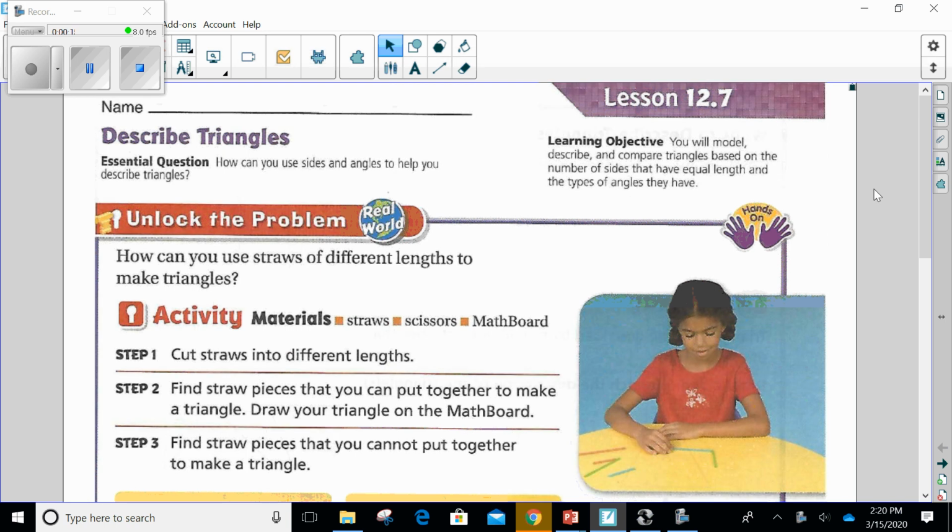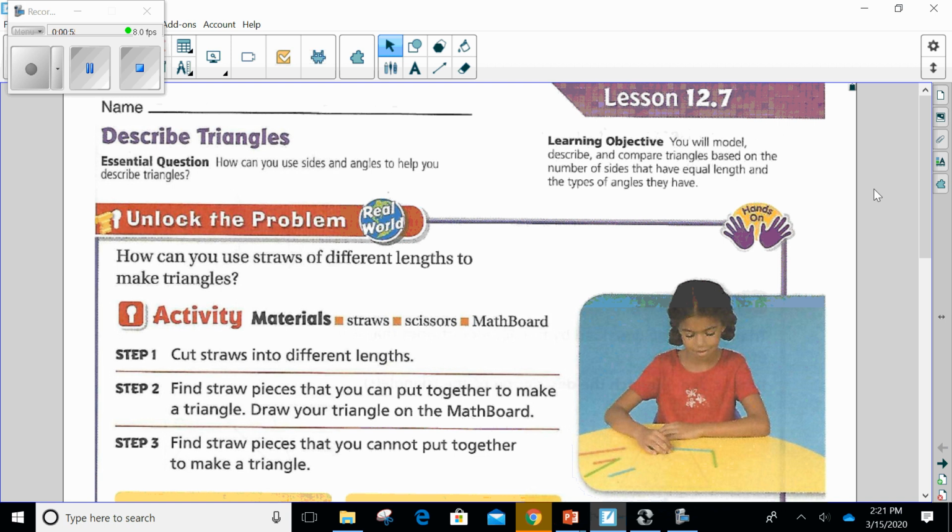I know we can. Okay, in this lesson, we are going to describe triangles, three-sided polygons. Our question is, how can you use sides and angles to help you describe triangles? We know what a triangle looks like, but there are different types of triangles, and we are going to describe them. Our objective: we will model, describe, and compare triangles based on the number of sides that have equal length and the type of angles they have. So basically, we're looking at the triangles, looking at their sides, and then the angles, the space in between the two rays.